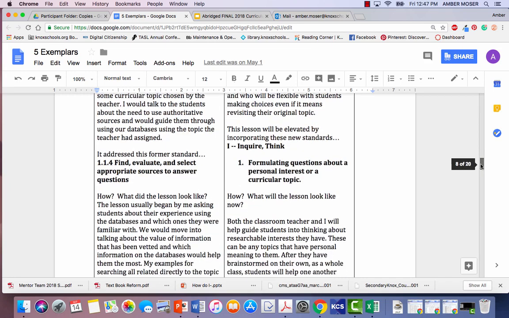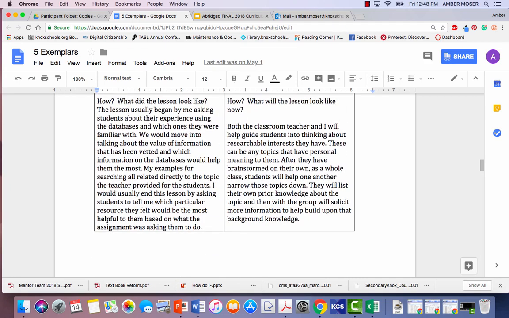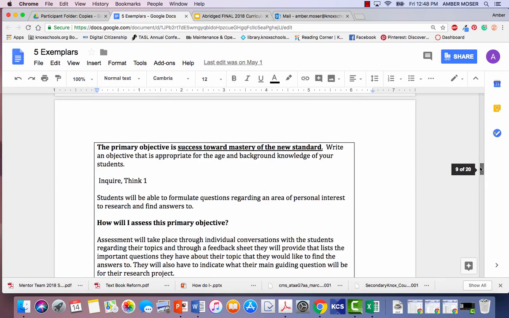How she's going to accomplish that is this. The classroom teacher and Suzanne will help guide students into thinking about researchable interests that they have. These can be any topics that have a personal meaning to them. After they've brainstormed on their own, as a whole class, students will help one another narrow those topics down. They'll list their own prior knowledge about the topic, and then with the group, they will solicit more information to help build upon that background knowledge.